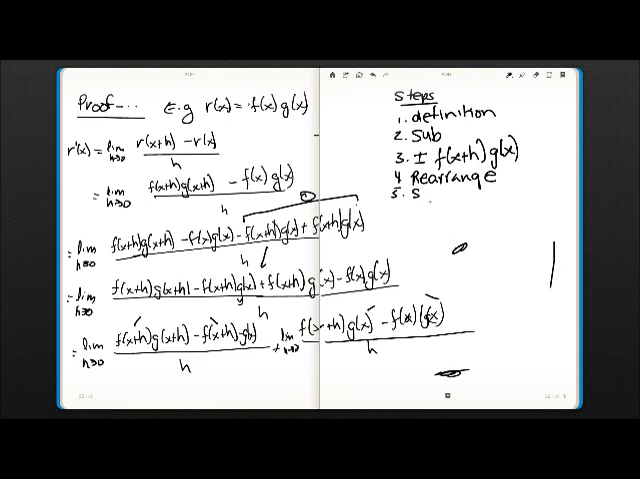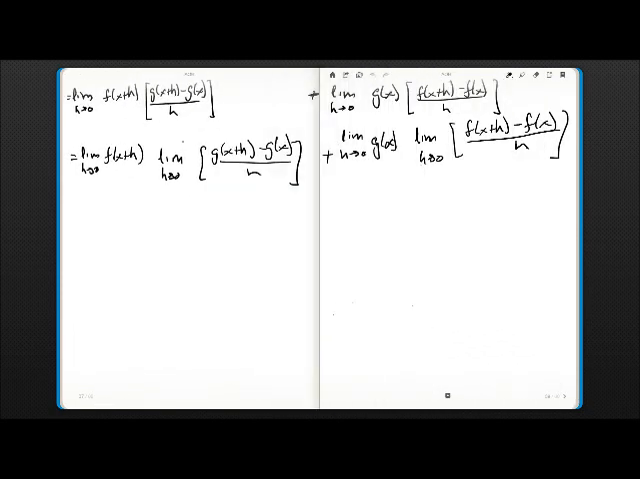Then you split it up in two and then factor. So split and factor. Once I split this up into two, on one side you can factor out the f of x plus h, and on the other side you can factor out g of x. On the other page I have factored it out, and this is how it looks.